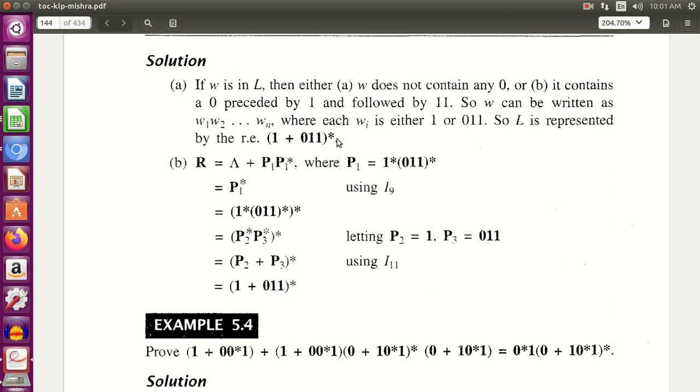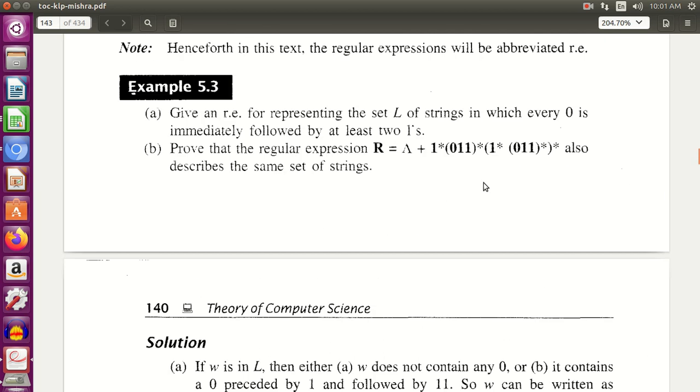Yes, ma'am. Okay. Look at the next part.